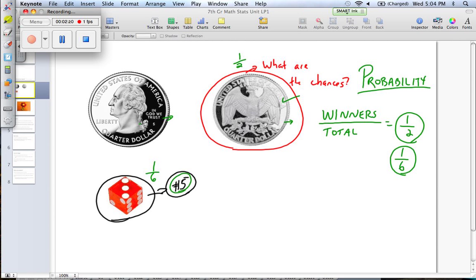You'll also see winners over total written as something like outcomes over sample space. Where your outcomes are simply those events that you're looking for, those ones that'll make you happy, and your sample space is all of the events, all of the possible events.